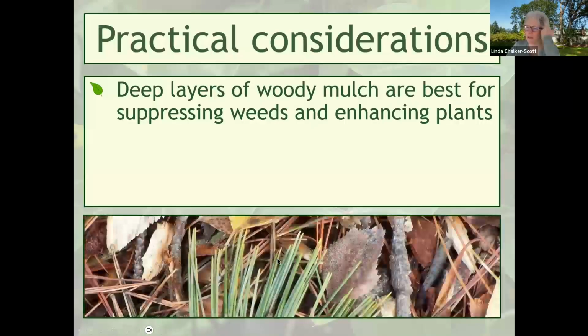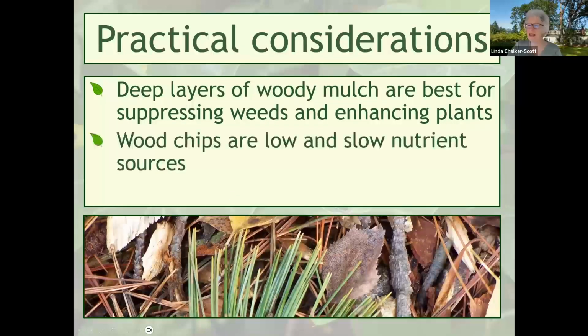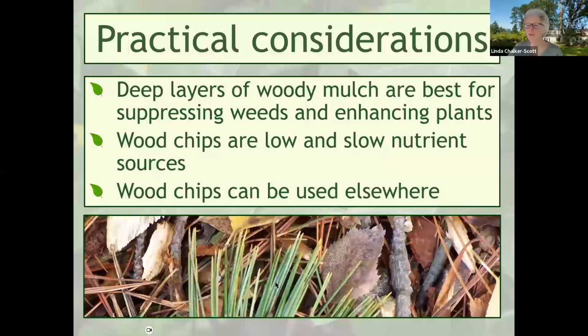So think about this, deep layers of wood mulch are going to be the best for suppressing weeds and enhancing the plants. They're low and slow nutrient sources, and you can use them elsewhere. So if you're using them to top dress your raised beds, your vegetable gardens, which I do, when I'm ready to plant, I just move them aside. I'll either replace them or I'll use them in a pathway or something else. You don't have to ever get rid of these things. You can just put them someplace else.